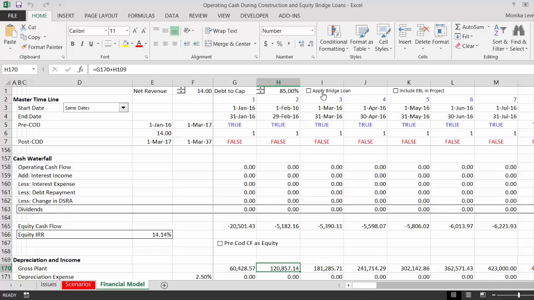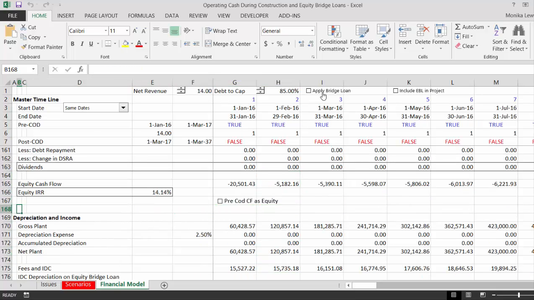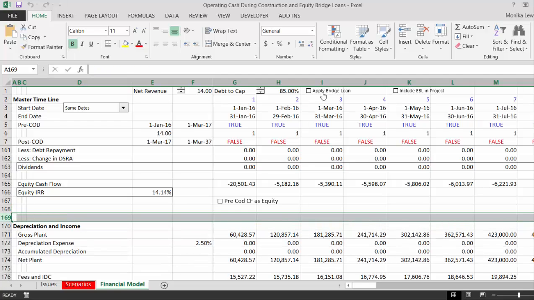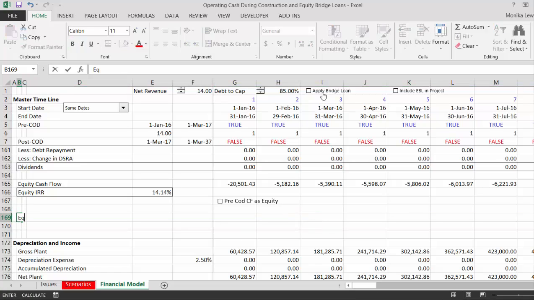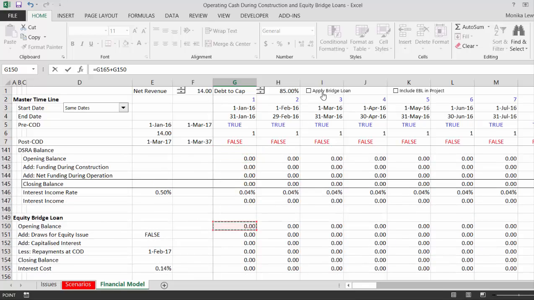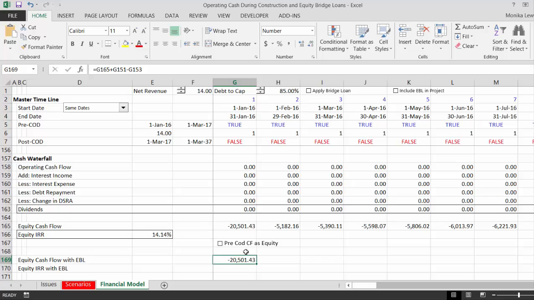Now when we go to this equity IRR, we can just simply add another line for equity cash flow with bridge loan. Now we're going to run into a bug with Excel, not my fault. EBL, our fancy little word. And then we can put equity IRR with EBL. Now, this time we just take all of our cash flow that we had before, but we get to add back the amount we drew, but then we have to subtract the amount we repay. And the amount we repay includes our capitalized interest.